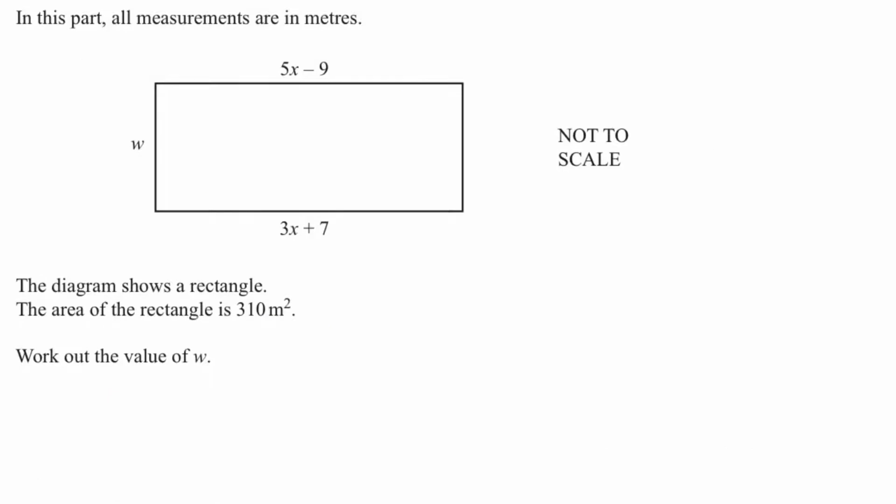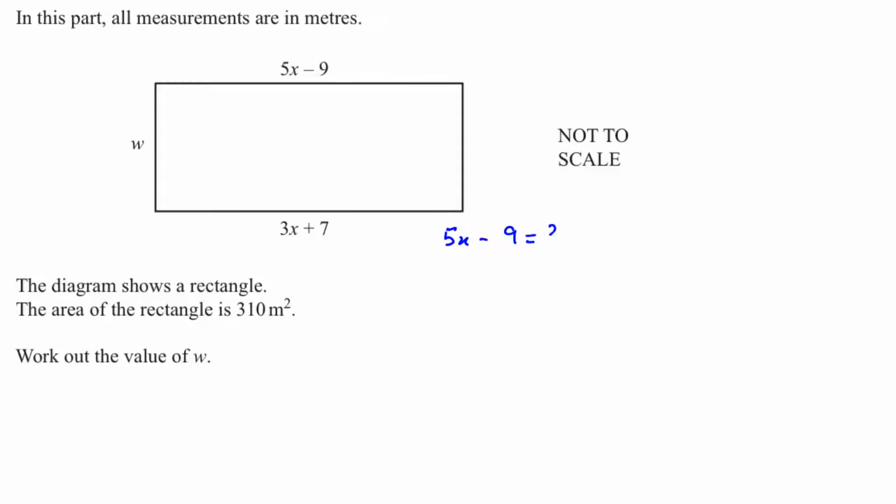Let's read the next question. All measurements are in meters. The diagram shows a rectangle. The area of the rectangle is 310 square meters. Work out the value of W. We also have to find out X before we find W. And because it is a rectangle, both the opposite sides are going to be equal. So that's how we will find our X.